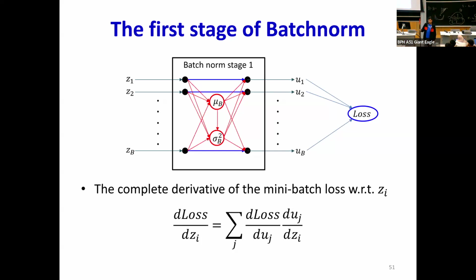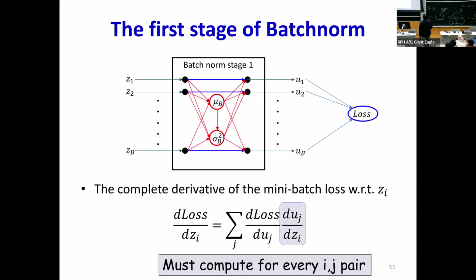Can somebody say it aloud? dUj by dZi. Can everybody say that aloud, please? Which derivative do you need to compute, the first term or the second? Okay, guys, please wake up. So this term is already computed. This is the one that we need to compute for every ij pair. And so you folks at the back, you're going to be helping me with this, right?